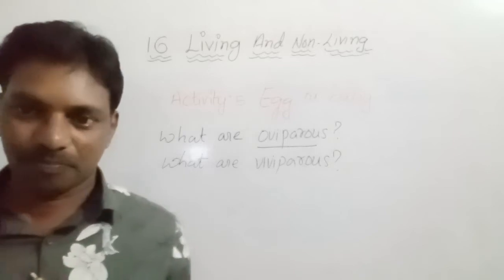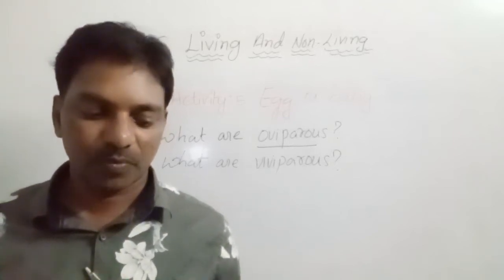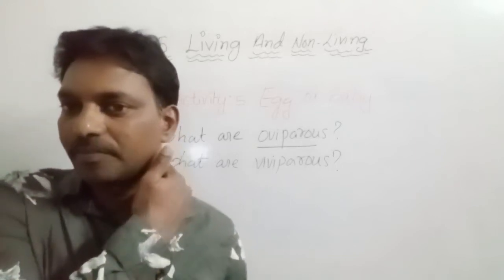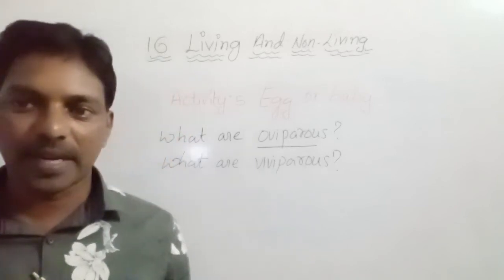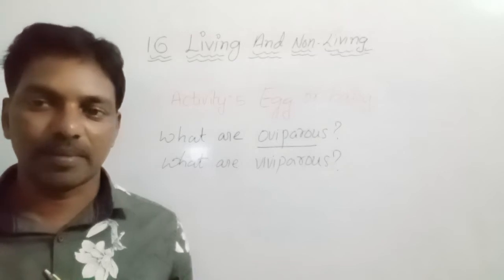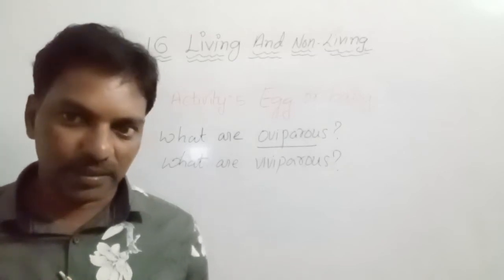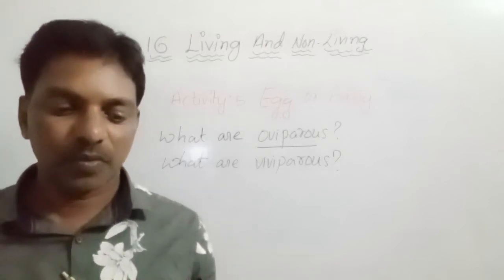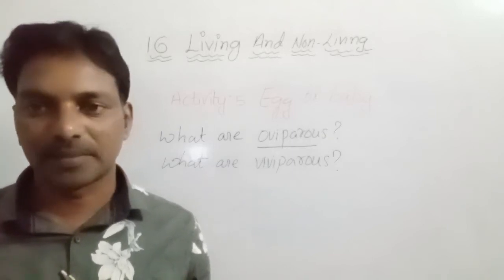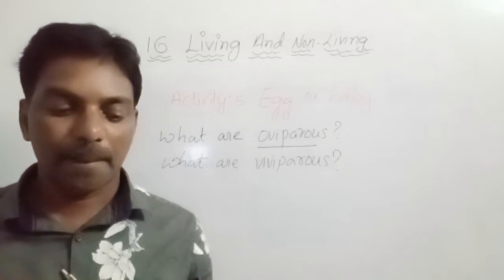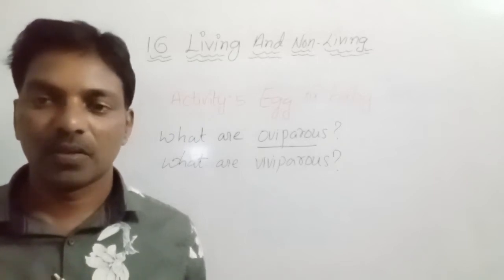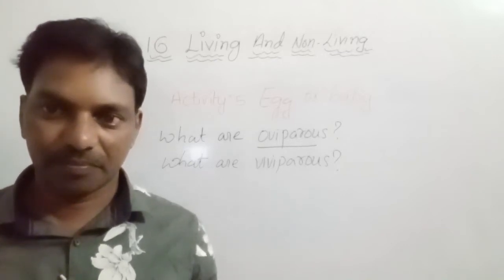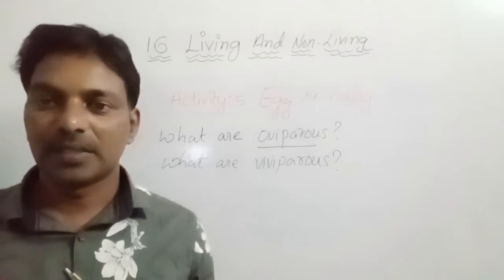Then what about plants? Is there such a kind of classification? Can plants be classified as oviparas and viviparas? No, plants are not classified like this. There are no oviparas and viviparas in plants. But we know that seeds germinate into plants. This means that plants also produce their young ones. If we want to get a new plant, we will get it from the seed. The seed changes into a new plant.